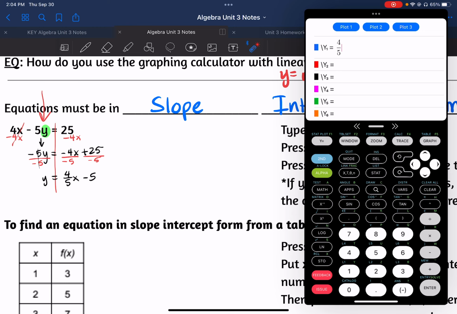Now remember, anytime we type a variable, we have to hit the button right next to this green alpha button. So not the alpha button, but the button next to it where you see the X, T, theta, and n. That's what you want to hit. There's my variable, minus 5. Okay, I have my equation here.